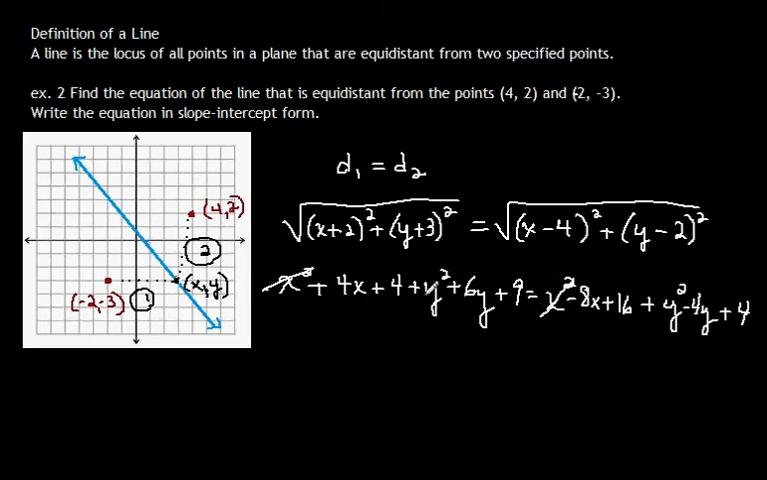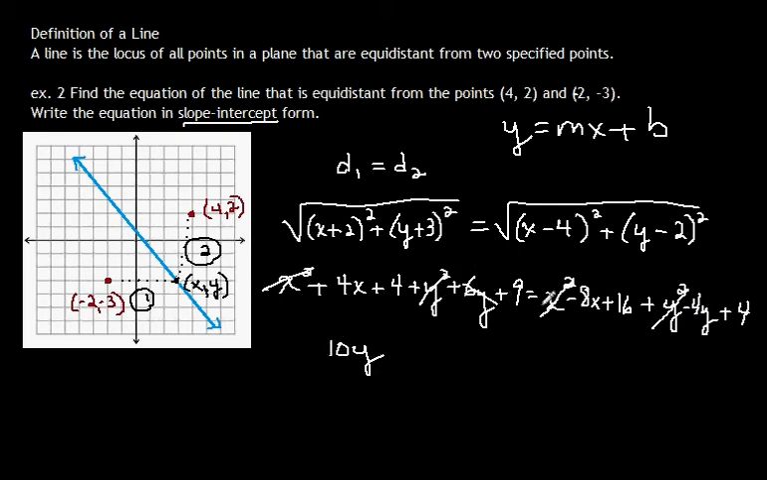X squared subtracted from both sides. We're going to subtract y squared from both sides. And then we just need to clean it up a little bit. So I'm going to put all the y's on one side because we need to get it in slope-intercept form. So that's y equals mx plus b. So my logic says let's just get all the y's on one side. So we have 4y, negative 4y, so I'm going to add to both sides and I'm going to get 10y.